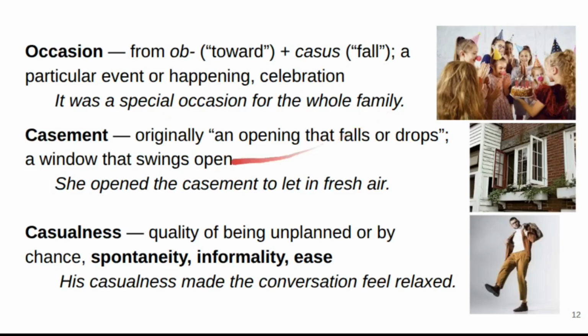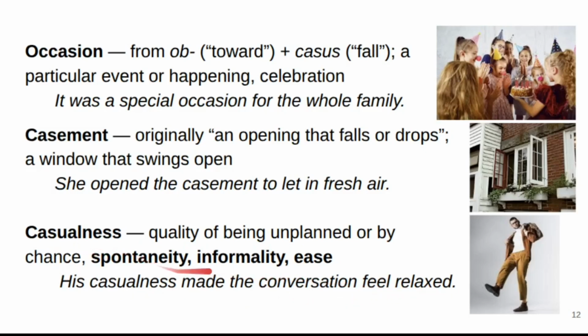We also have casement, which originally meant an opening that falls or drops, and now refers to a window that swings open. Example: she opened the casement to let in fresh air. Finally, casualness describes the quality of being unplanned or happening by chance, conveying a sense of spontaneity, informality, or unpredictability. Example: his casualness made the conversation feel relaxed. So, the CAS family captures the idea of falling, chance, and particular occurrences, all tracing back to the Latin participle casus.